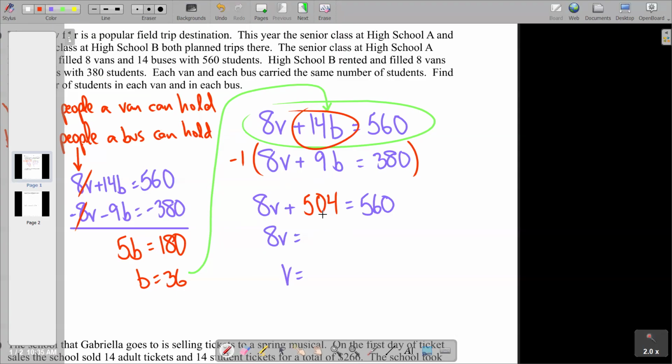So let's subtract 504 from both sides. What do we get? 56. Yeah, and then divide 56 by 8. This makes a lot more sense, doesn't it? What's 56 divided by 8? Now that makes more sense, right?